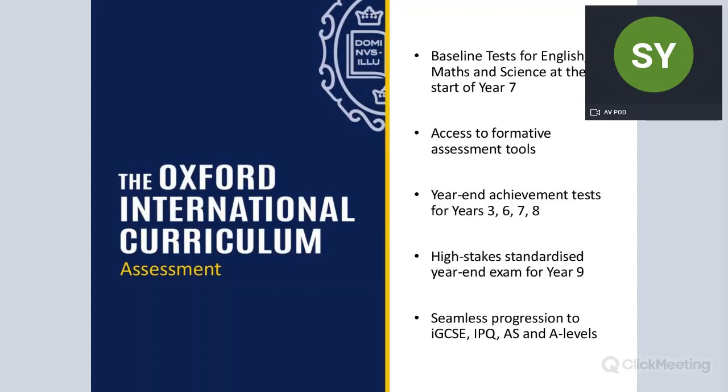So moving on to assessment. When it comes to assessment, the Oxford International Curriculum includes a combination of formative and summative assessment. This includes baseline tests for English, maths, and science in year 7, as well as access to formative assessment tools that teachers will have access to throughout the academic year, and competency-based assessment for global skills projects. So that's a more skills-focused type of assessment. There are also year-end achievement tests, and a high-stakes standardized test will be available for Year 9 students as an optional addition to the curriculum.